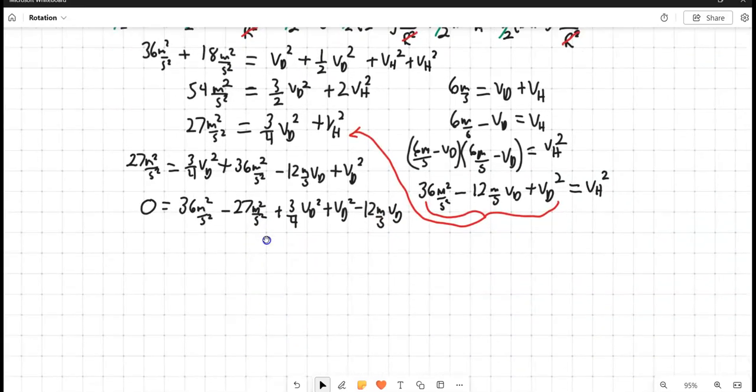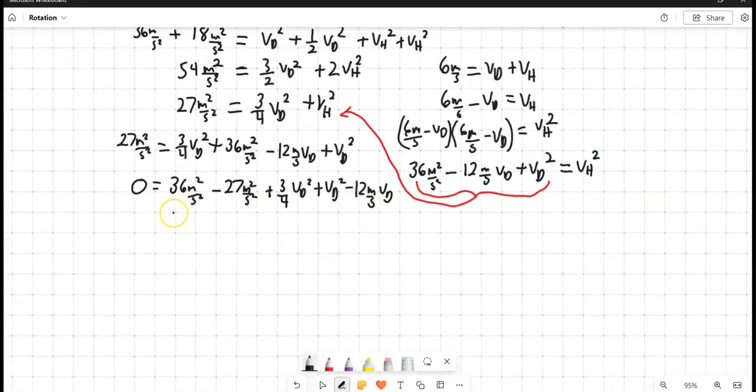So I need a little bit of room. 36 minus 27 is going to be 9 meters squared per second squared, plus 3/4 plus 1 is going to be 7/4 VD squared, minus 12 meters per second VD.